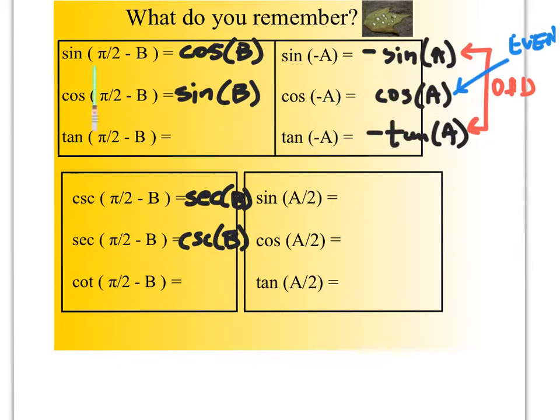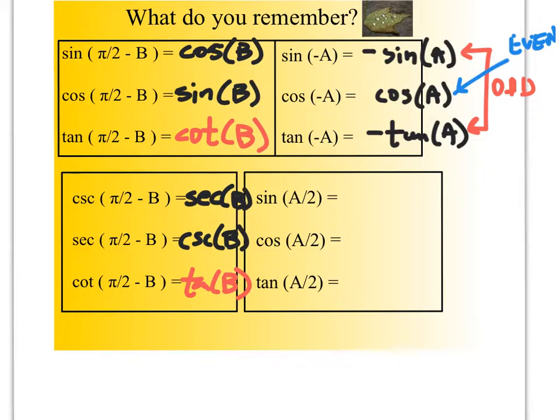Over here, sine and cosine of pi over 2 minus b would just be the other function of that angle b, right? So we talked about that a few slides back, maybe even last lesson, I don't remember. Cosecant and secant are going to do the same thing as sine and cosine. And then what's cool is, these are kind of paired, sine and cosine, cosecant and secant, so are tangent and cotangent. So tangent of pi over 2 minus b would be the cotangent of b, and cotangent of pi over 2 minus b would be the tangent of b.